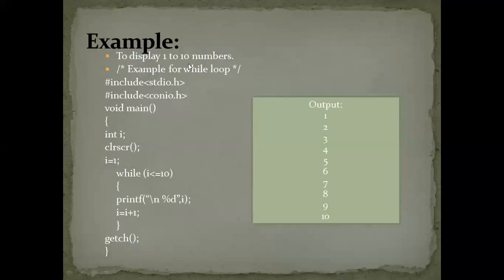Another example, this is a simple example. We are going to display the numbers 1 to 10 using the while loop. These are the header files, and execution of the program starts from the main function. I have declared i because I'm going to use it here. Initially the i value is equal to 1. So this program is the same as the previous one.